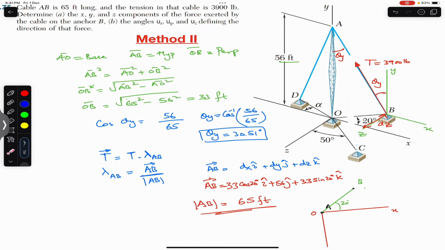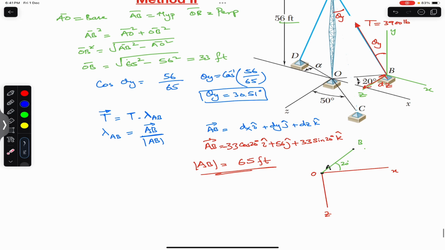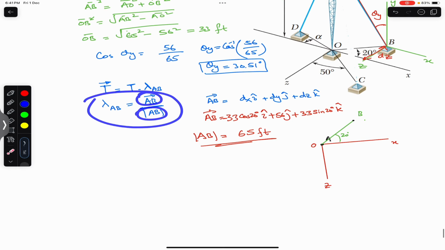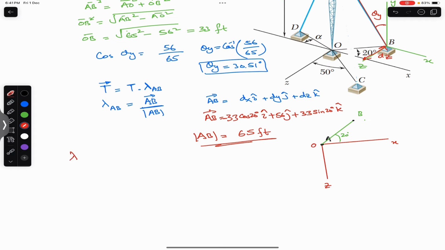That is obvious. This is 65 feet. So now we know the position vector, and so the unit vector is the position vector divided by the magnitude of the position vector. Now we can say that the unit vector from A to B, the unit vector always tells us the direction.